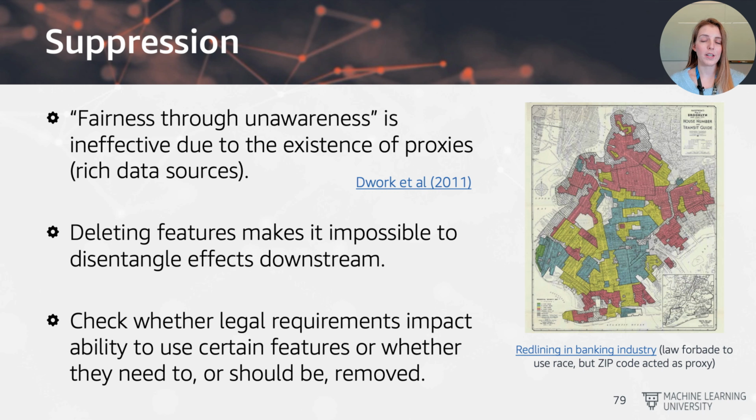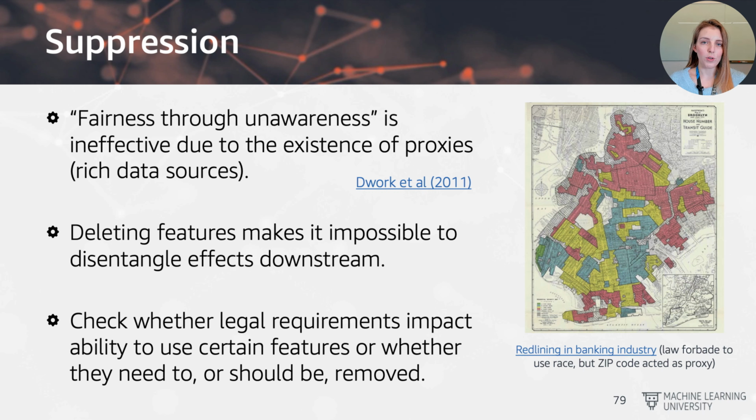The first example that we had was suppression. If you just remove all the sensitive attributes from your dataset, well, then the model will have no chance of picking up on those. But unfortunately, it was found to be rather ineffective due to the existence of proxies. And nowadays we have very rich data sources, so the chances that there is a proxy that is highly correlated with one of the sensitive features is indeed very high. Another caveat or another issue is that if you delete the features, that actually makes it impossible to disentangle the effects downstream.